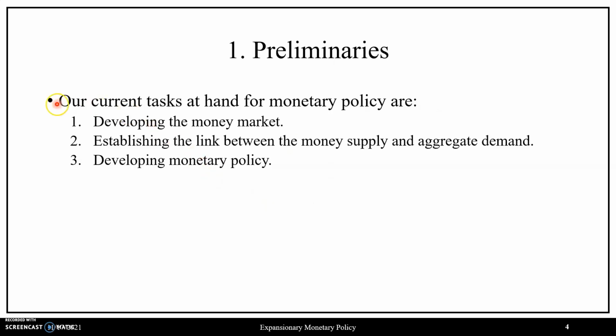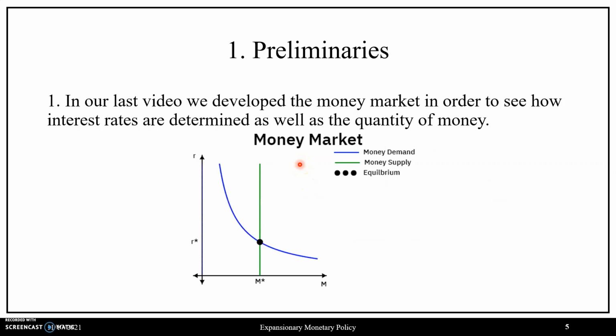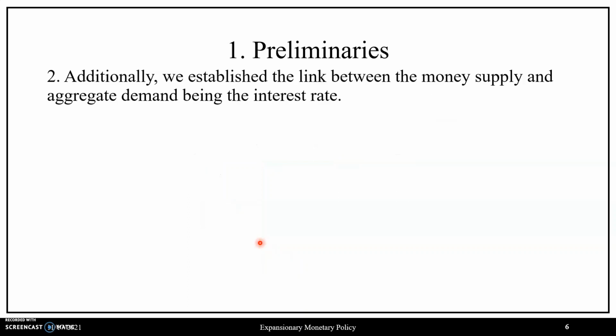Beginning with our preliminaries, our current tasks at hand for monetary policy include developing the money market, establishing the link between the money supply and aggregate demand, and developing monetary policy itself. In our last video we developed the money market in order to see how interest rates were determined as well as the quantity of money, where our explanation was due to money demand and money supply. Interest rates and the quantity of money were determined at the intersection of money demand and money supply.